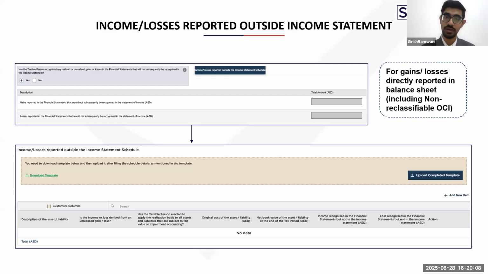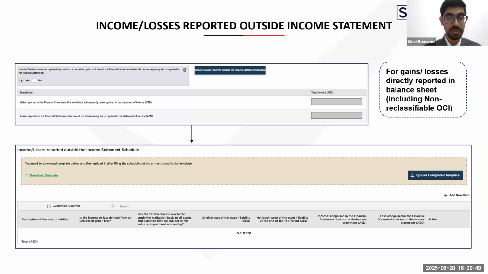Then other things under IFRS, if you have any kind of non-adjusting events after your balance sheet date, or any kind of prior period expenses or incomes that you directly routed through your general reserves or other reserves in your balance sheet, you will have to take that into consideration and report them over here, which will be adjusted in your taxable income. So even if any gain or loss that you have recognized is not routed through your P&L, that needs to be taken into consideration. So this schedule is very important because it considers any balance sheet gain or loss, any gain or loss that has directly gone into your balance sheet.